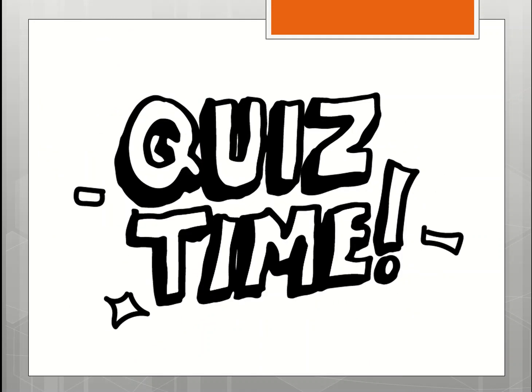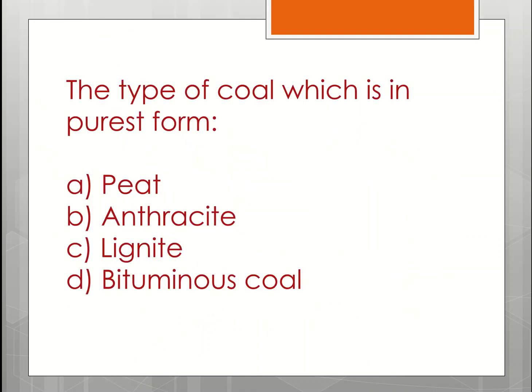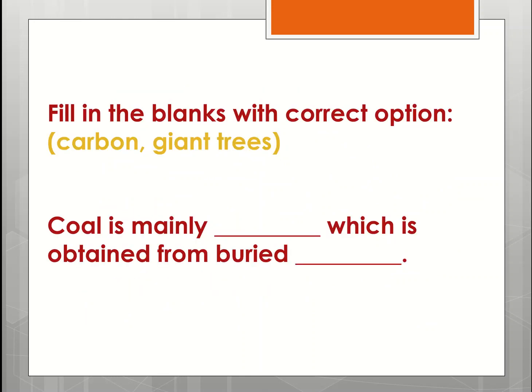Let's have a quiz. The type of coal which is the purest form. What do you think? Yes, it is anthracite. Fill in the blanks with the correct option. Coal is mainly blank, which is obtained from buried blank. Coal is mainly carbon, which is obtained from buried giant trees.